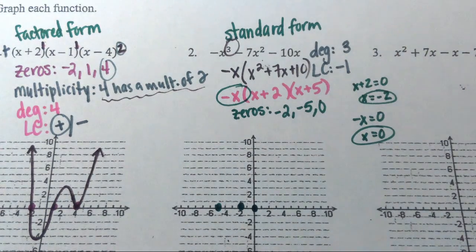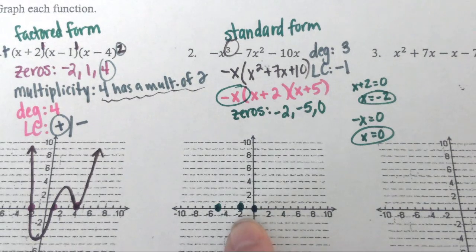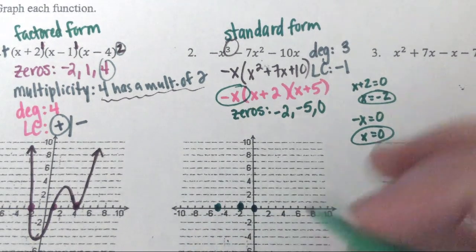So if Abby Grace forgot 0, she's only going to put a dot at -2 and -5, and everything's going to be off.